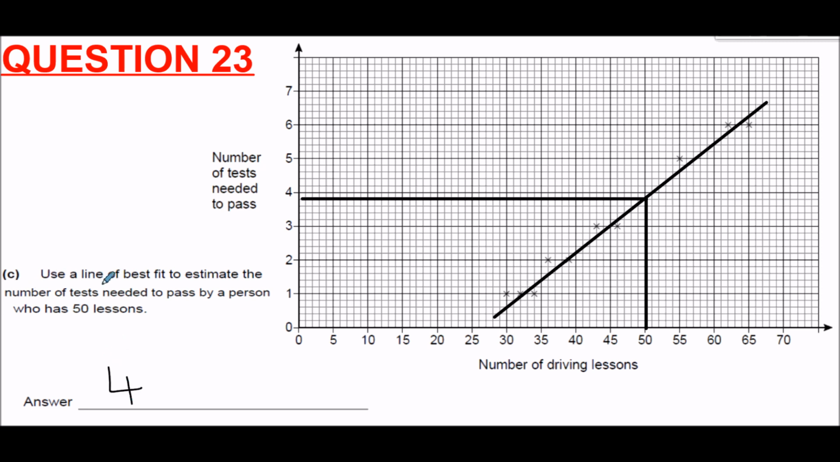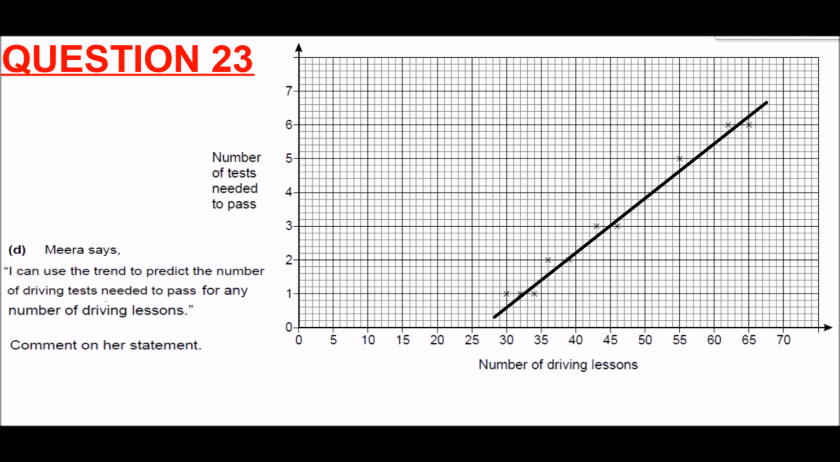So because the question says use the line of best fit, you've got to draw it, and then you've got to show evidence of actually using the line of best fit correctly. So by that, what we need to do is we go to 50 and read up and along until we get to the y-axis, which tells us that to the nearest whole number it's 4 tests.